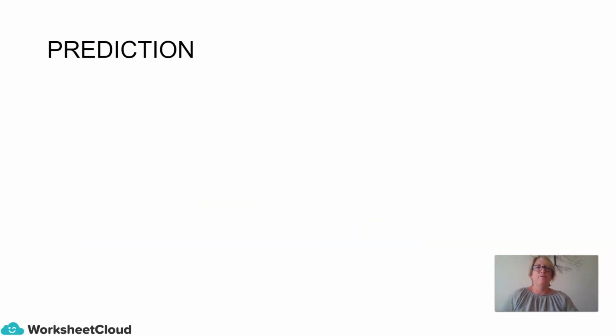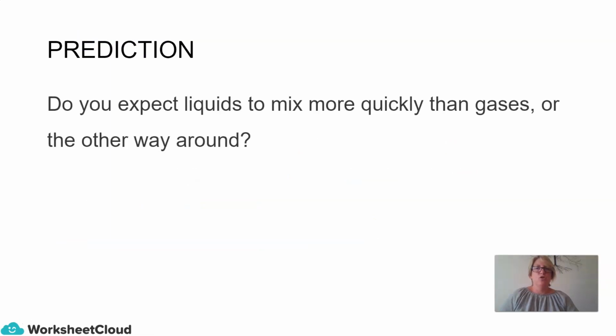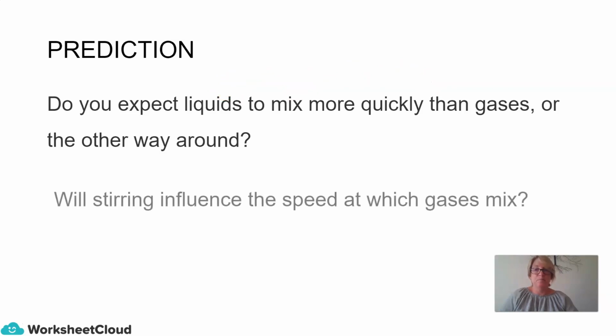So you can make a few predictions here. So a prediction is, what are you expecting to happen? So are you expecting the liquids to mix more quickly than the gases? Or are you expecting it to be the other way around, that the gases are going to mix more quickly than the liquids? So you can write down what you predict is going to happen. So another thing that you can think about is, will stirring influence the speed at which gases mix? Or will stirring influence the speed at which liquids mix?